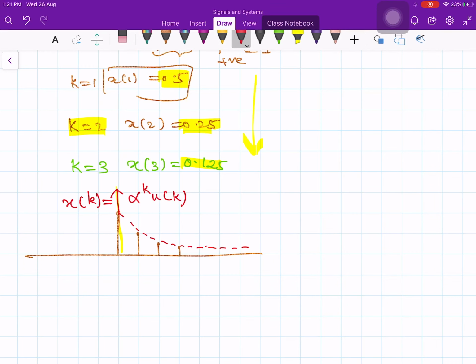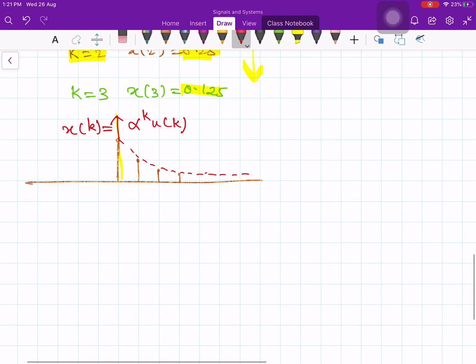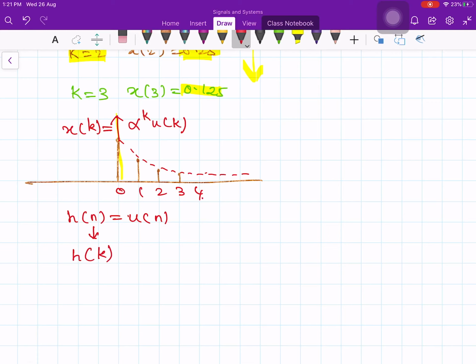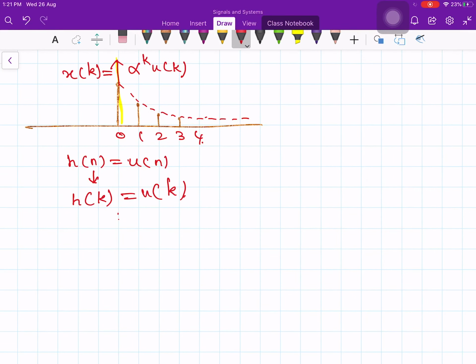H of n. What is h of n? H of n is equal to u of n. Change the variable, independent variable to k. So n to k, h of k is equal to u of k. Okay. So how does a u of k look? Let's say this is 1, this is 1, this is 1, like this. So this is your u of k, as k goes like this.